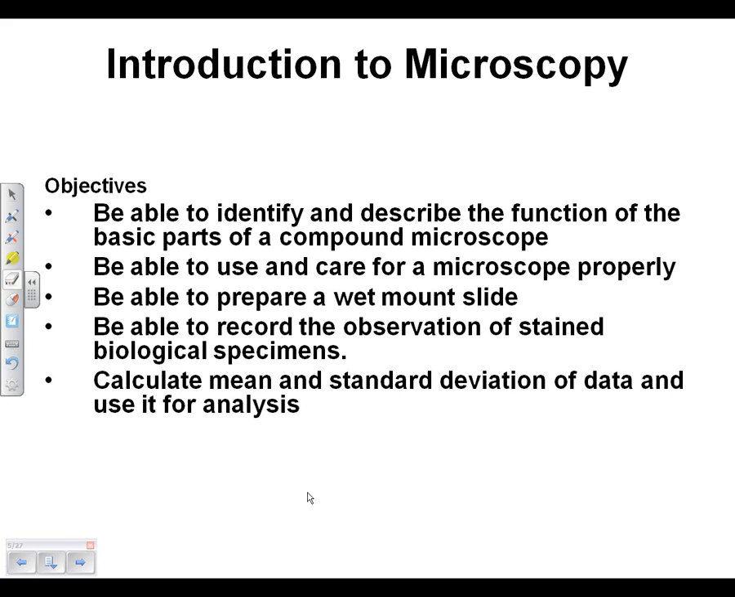You're going to prepare a few wet mount slides, so you learn how to do that. You're going to look at slides that are both stained and unstained, so you can get an idea of what stain will do for you and why you might want to do it.